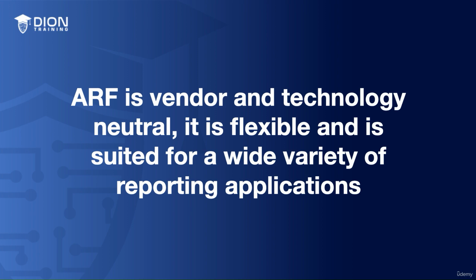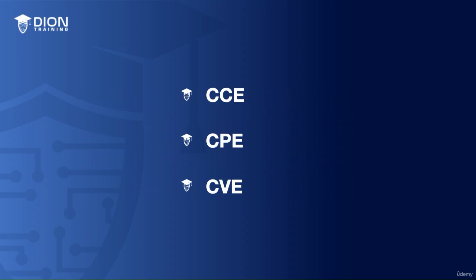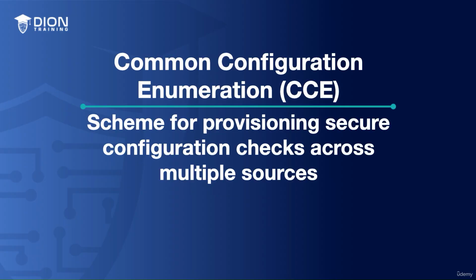Now, in addition to these three languages used by the Security Content Automation Protocol, or SCAP, we're also going to be supporting three different methods of enumerating our assets. These are known as CCE, CPE, and CVE. Now, first, we have CCE. CCE is the Common Configuration Enumeration.